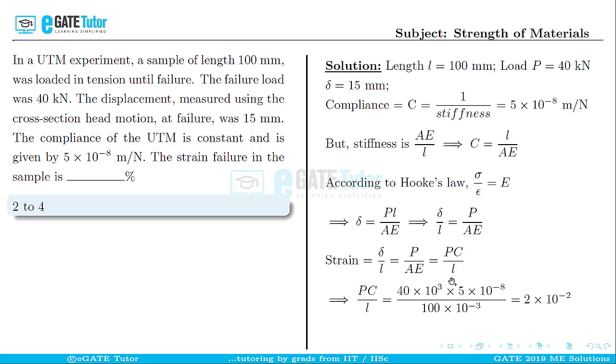But from the above step, it is clear that PC by L is nothing but strain. But in the question, we were asked to calculate the strain rate, that is strain in terms of percentage. Therefore, 2 into 10 power minus 2 into 100 will give us 2%.